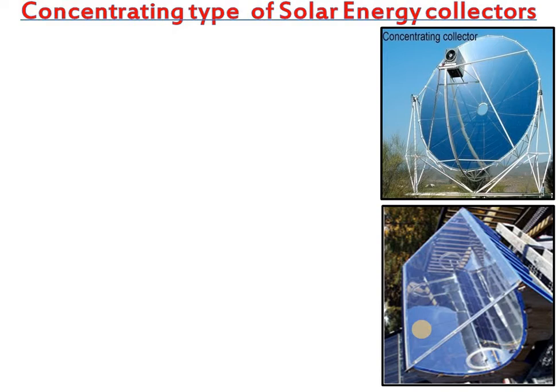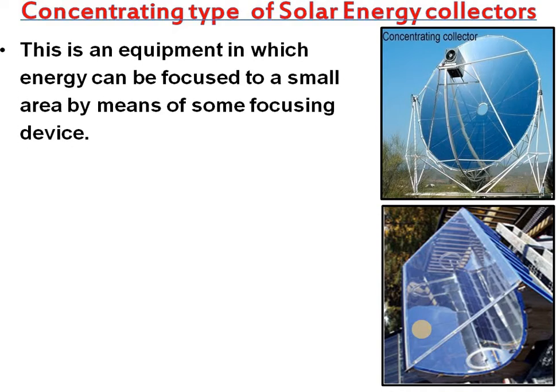Whereas in the case of a line focused collector, the light energy is not brought to a single point. Instead, solar light energy is brought along a line. Instead of a point, you will have a line. We will see how this is done. Mainly in focusing type, as shown here, it is focused to a small area by means of some focusing device. Even though we call it point focusing, practically the light may not be focused at a single point, it may be focused at a small area.